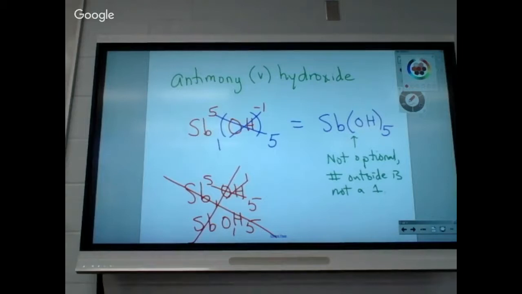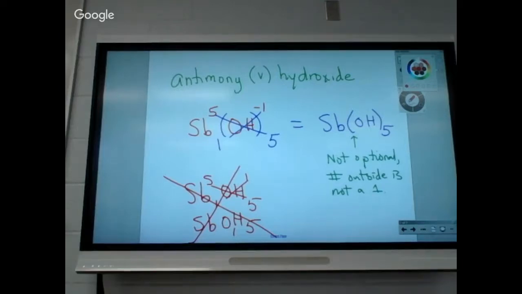AgNO3. If you have the parentheses, they should be around the NO3. Number 2, Na2SO4. If you have the parentheses, they should be around the SO4. You don't have to have them because the number outside of both of those parentheses is a 1. So they're optional. You can leave them off. Number 3, they are not optional.